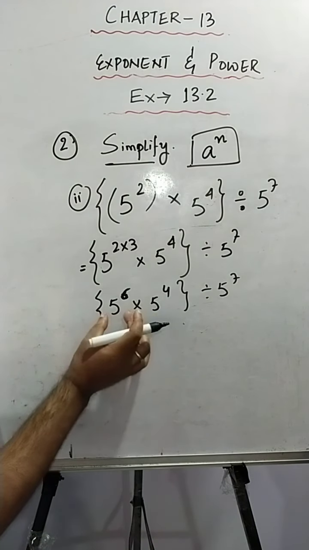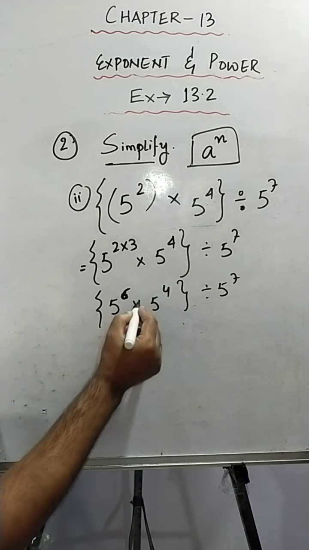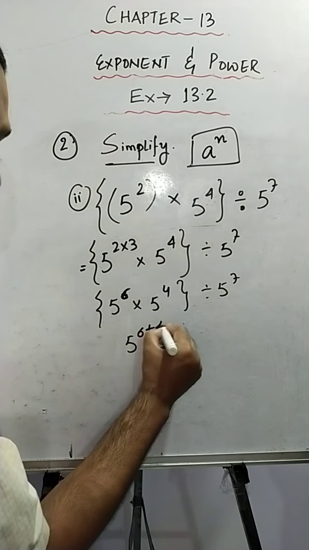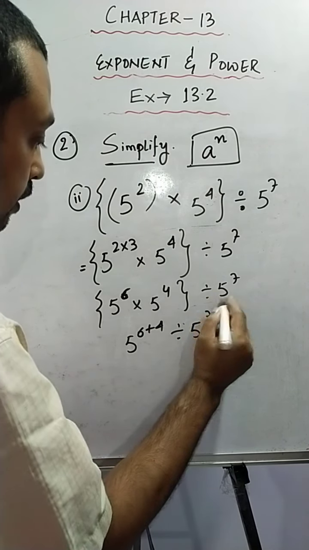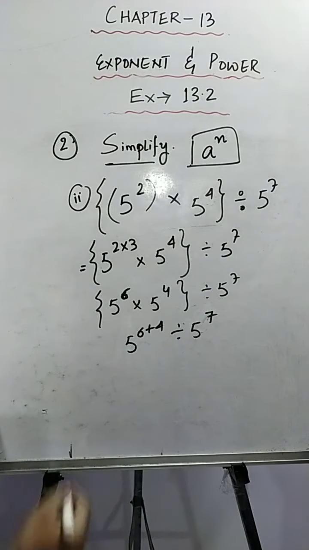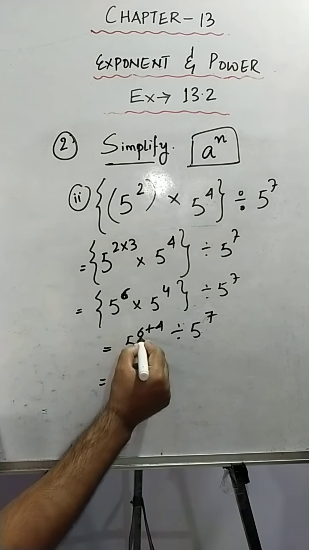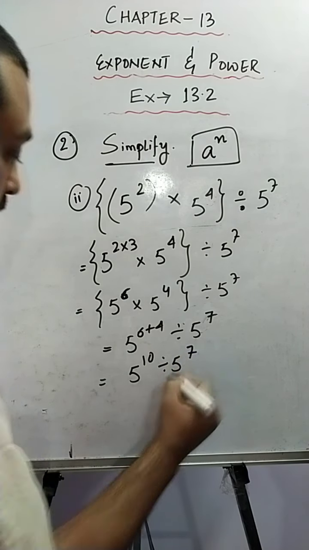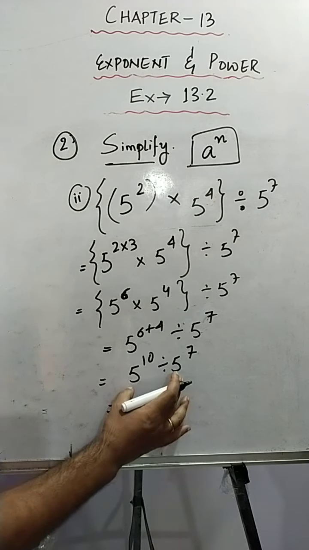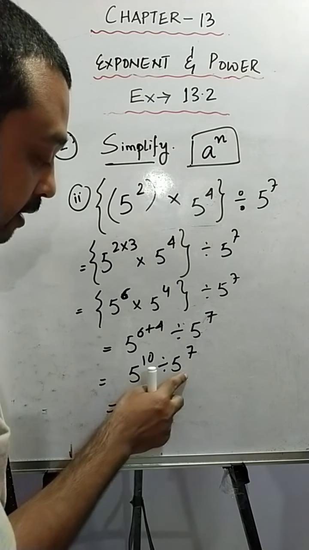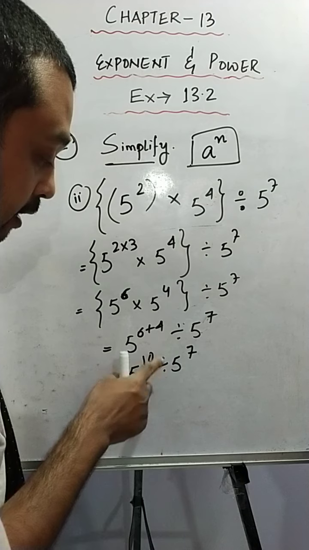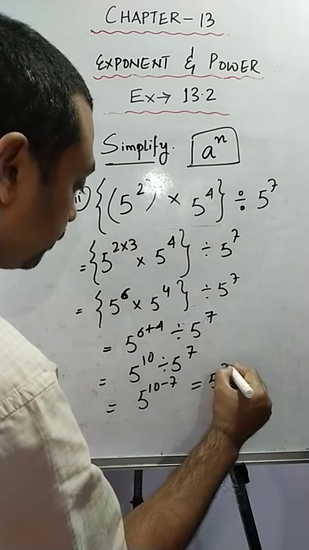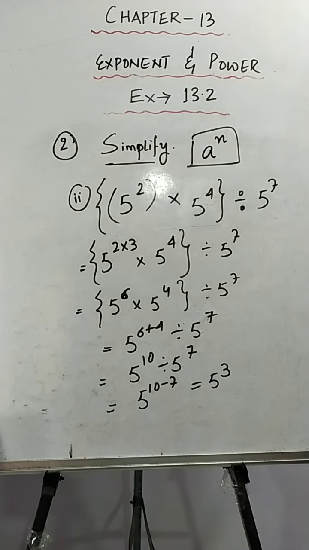Now these two exponential forms are carrying the same base and we have a multiplication sign in between, so we have to add the powers. That means 6 plus 4 divided by 5 to the power 7. Now 6 plus 4 is 10. So 5 to the power 10 divided by 5 to the power 7. Again these two exponential forms are carrying the same base, but this time there is a division sign, so we have to subtract the powers. 10 minus 7. So the answer is 5 to the power 3. This is the required exponential form of sum number 2.